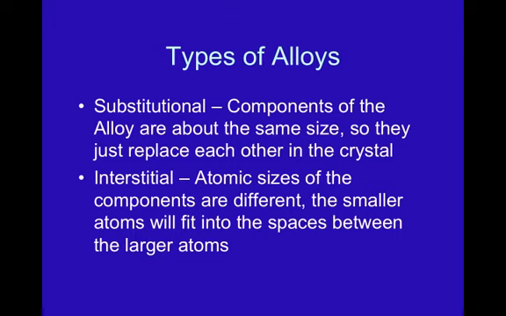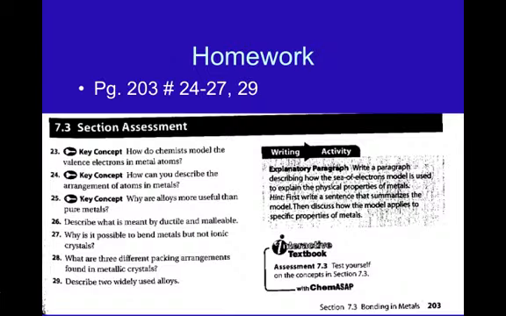However, in interstitial alloys, the atomic sizes of the components are very different. These are actually a little bit stronger because the smaller atoms will fit into the spaces between the larger atoms, actually making the metal stronger. So these are actually the better form. Substitutional is still good, but interstitial is a little bit stronger because there is less empty space in the mixture.